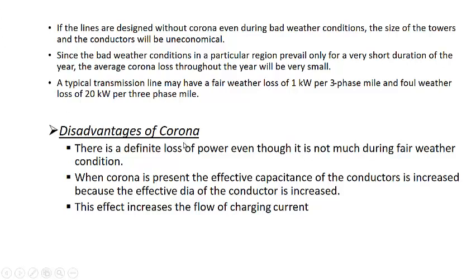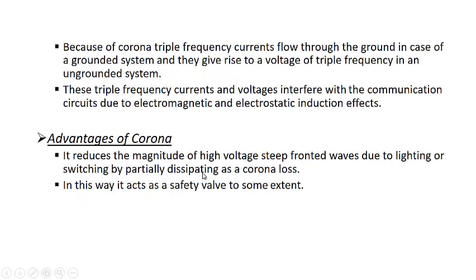So what is the disadvantage of the corona? It is obvious that it results in power loss even during fair weather conditions. Even if it is very small, it still results in some power loss. When corona is present, the effective diameter of the conductor increases, so the effective capacitance of the conductor is increased. When capacitance increases, it results in an increase in charging current. These are disadvantages of the corona, but its prevailing disadvantage is the power loss.